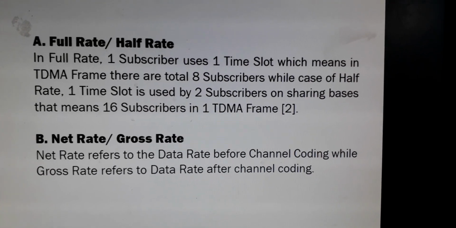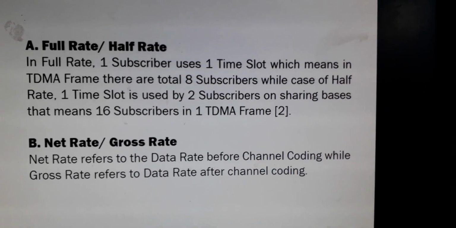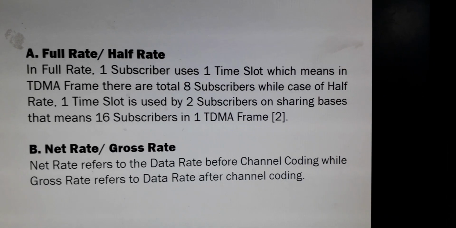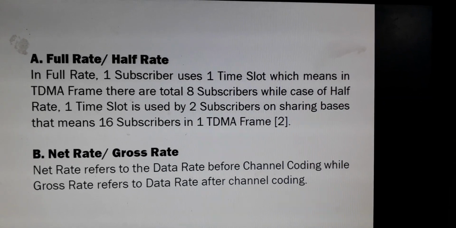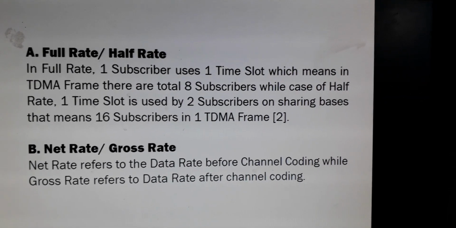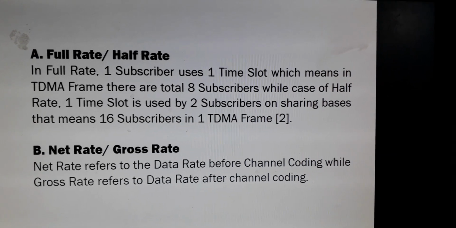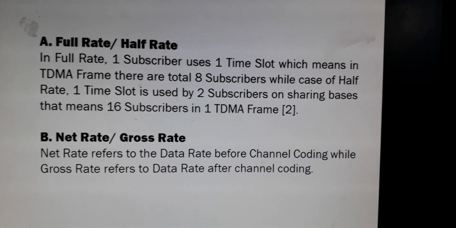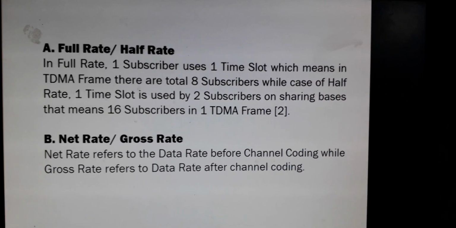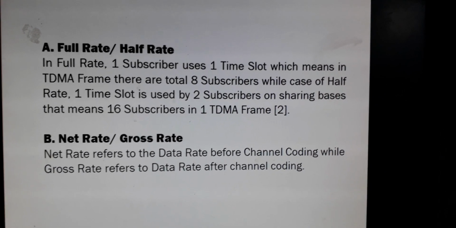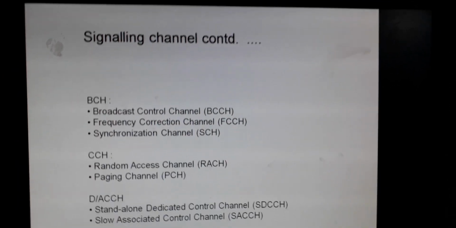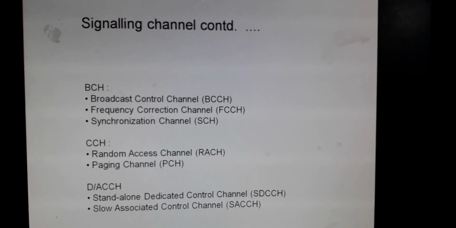If one TDMA frame involves 8 subscribers, then it's a full rate traffic channel. If one TDMA frame involves 16 subscribers, then it's called a half rate channel. Net rate refers to the data rate before channel coding of the GSM signal processing, whereas gross rate refers to the data rate after channel coding. This is the revision.